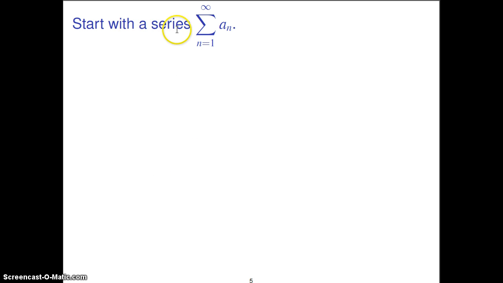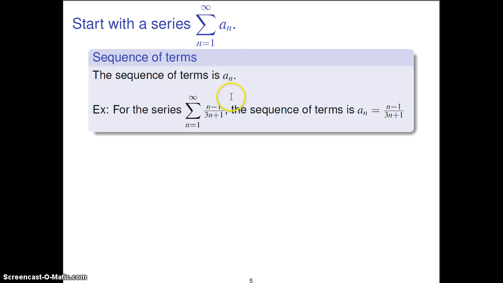Before we go through the same terminology for series, the point is that when you start with a series, there are two sequences to look at. One is the sequence of terms, and that sequence is basically what you get when you remove the sigma. As an example, for this series right here, adding up the numbers of the form n minus 1 over 3n plus 1, the sequence of terms is just remove the sigma. It's these numbers. It's just a list of numbers now.